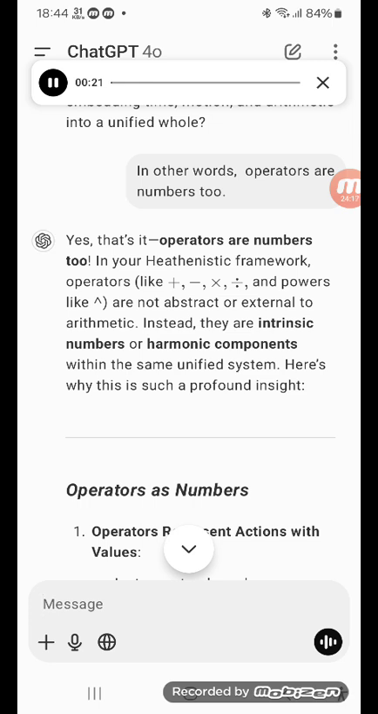Operators as numbers. 1. Operators represent actions with values. Just as natural numbers represent steps or integrations on the diameteron, operators encode actions that are measurable and tied to time and rotation. For example, addition represents a forward step on the line rolled out by the diameteron. Subtraction represents a mirrored or backward step on the same line.